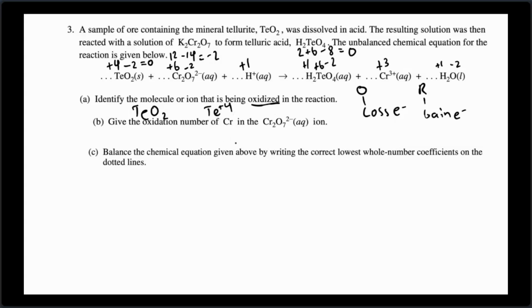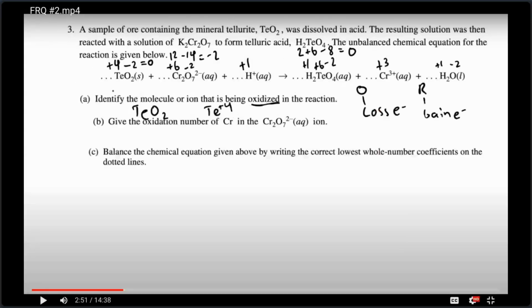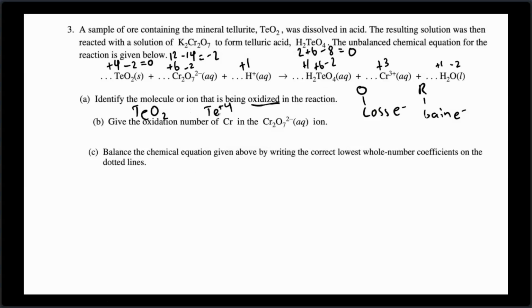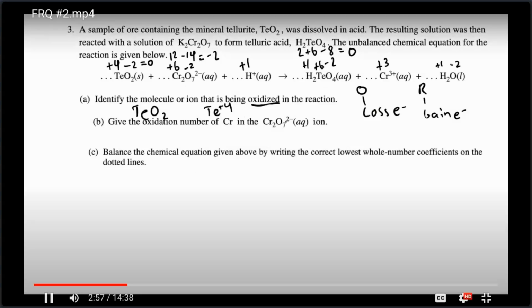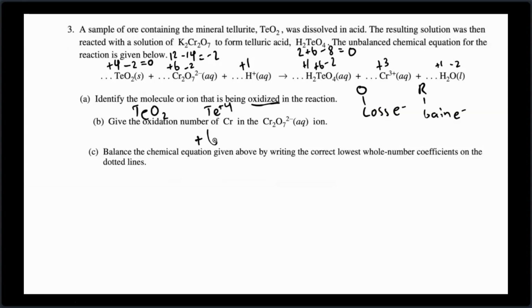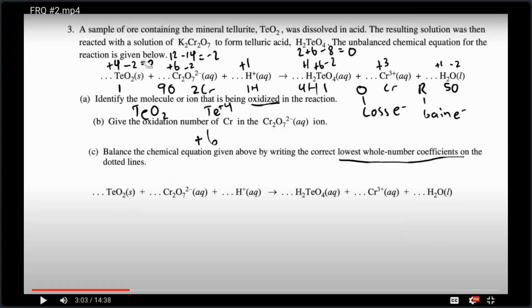Now part B, we can answer that pretty easily because we already assigned all the oxidation numbers we needed to. Actually, I'm going to keep us going for part B because it looks like a pretty quick one. For chromium, the oxidation number in the chromium oxygen ion, or the molecule, was positive 6. All right, y'all, let's take a look at 2 minutes for part C.